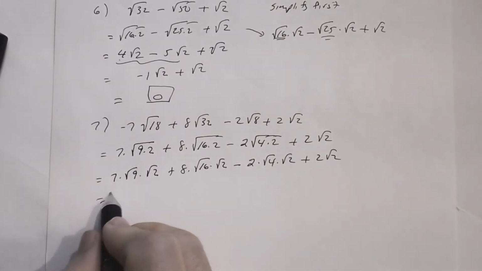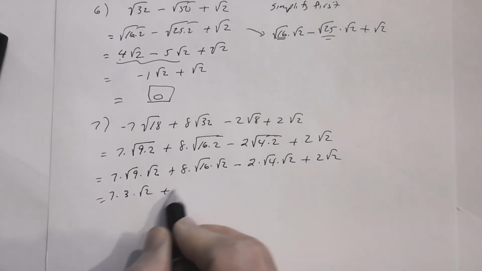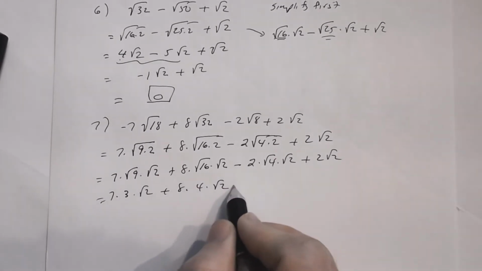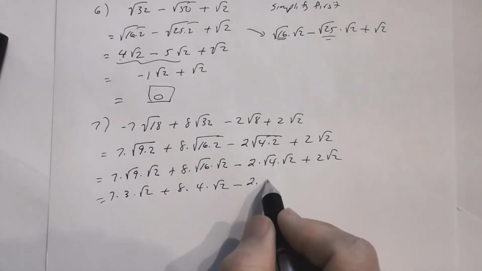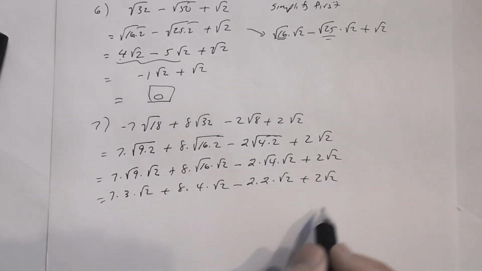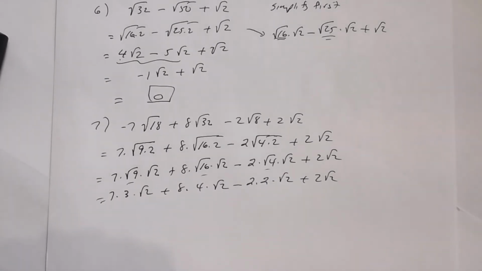So this becomes 7 times the square root of 9, which we know is 3, times the square root of 2, plus 8 times the square root of 16, which is 4, times the square root of 2, minus 2 times the square root of 4, which is 2, times the square root of 2, and then plus 2 square root of 2. So all I did was simplify each of those radicals that you see there.